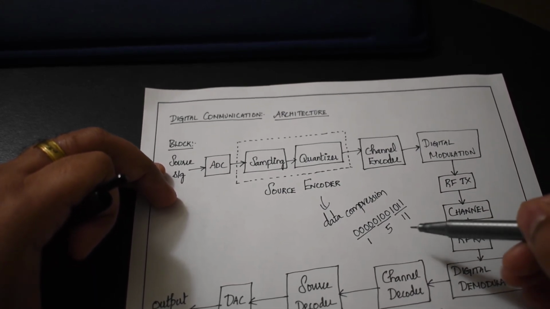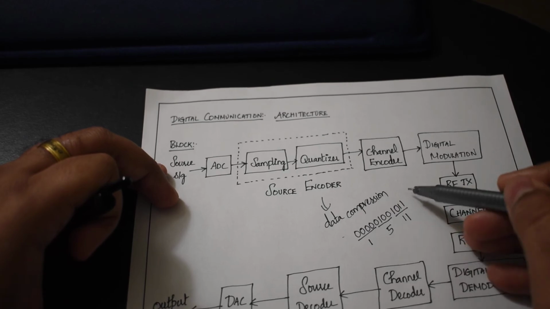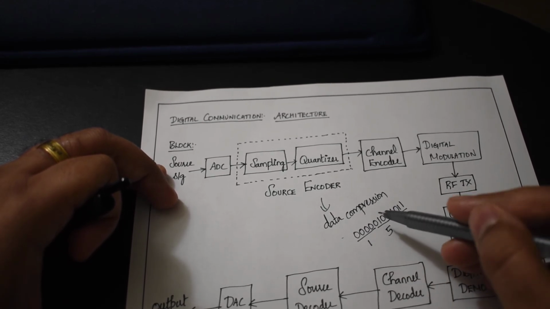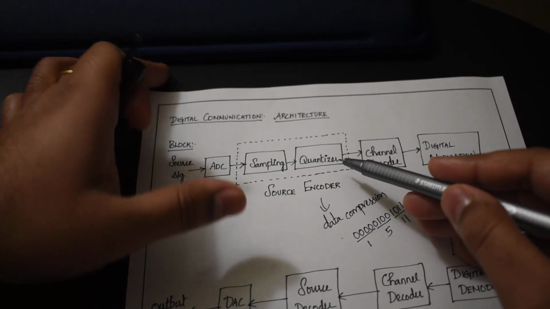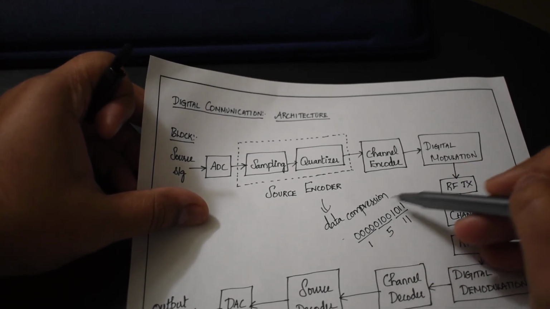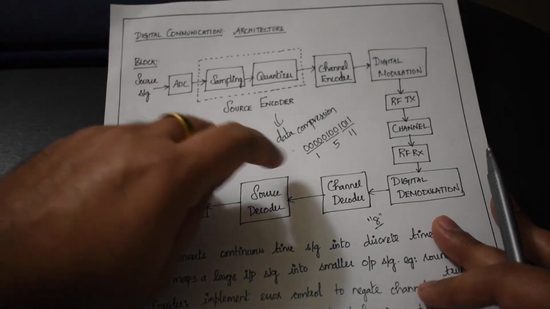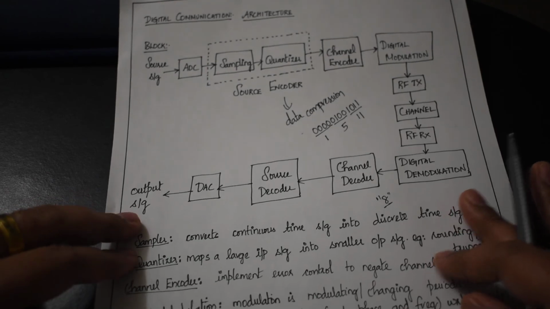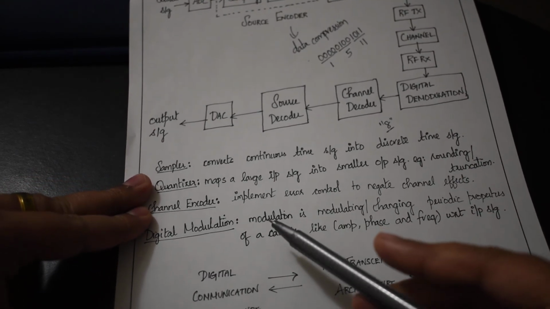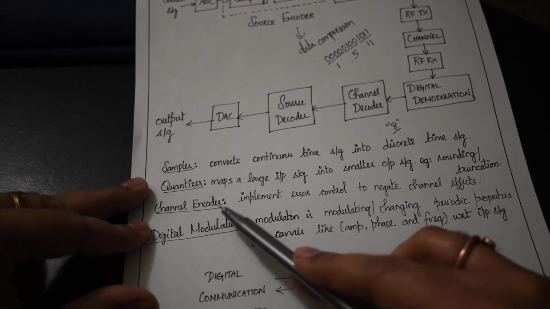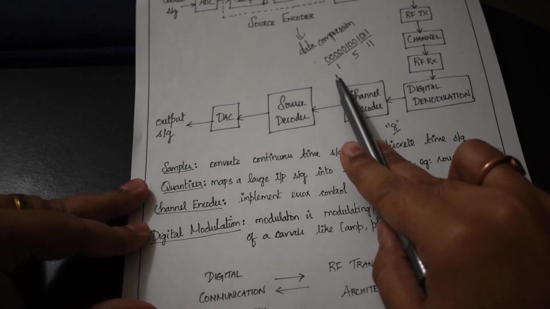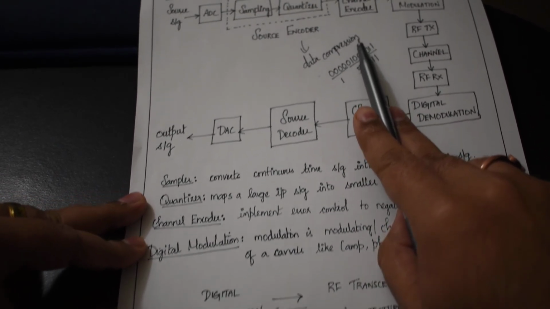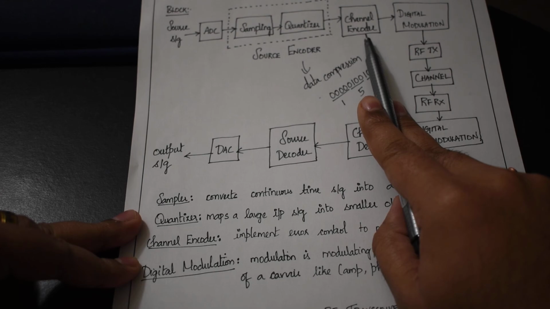So what we are going to do is convert a large bit stream into smaller streams using the source encoder. This is very similar to this but not exactly the same. I'm just giving this example for understanding purposes. And finally, after compressing the data, we are giving the output to the channel encoder.